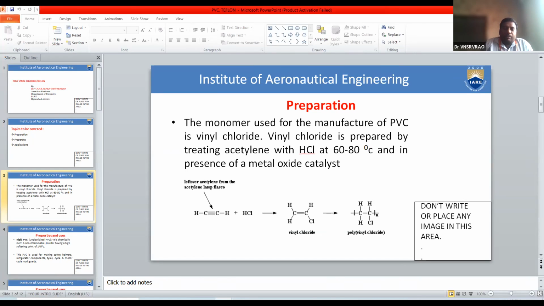Okay, ma? And coming to the point, vinyl chloride is initially prepared by treating acetylene with hydrochloric acid at 60 to 80 degrees centigrade, in the presence of a metal oxide used as a catalyst. Okay, ma? So first of all, acetylene. Anybody know the formula for acetylene?